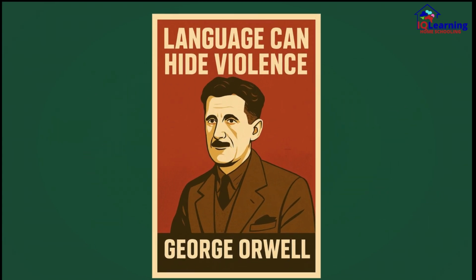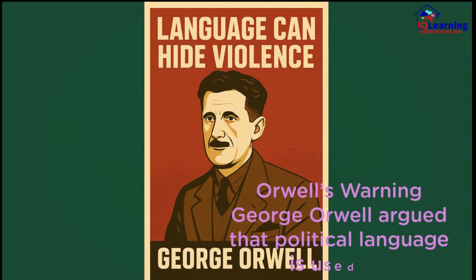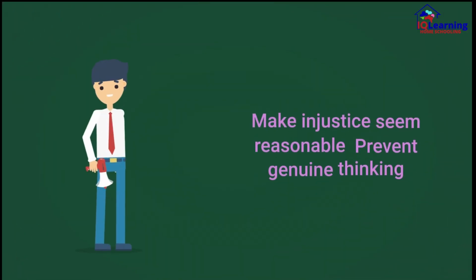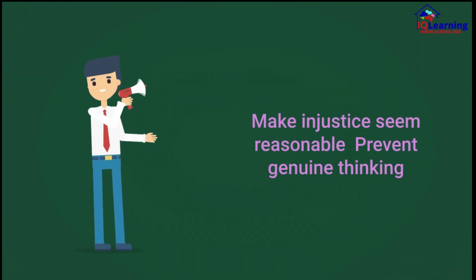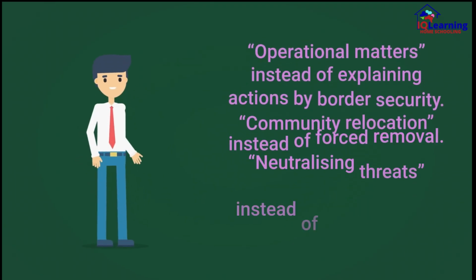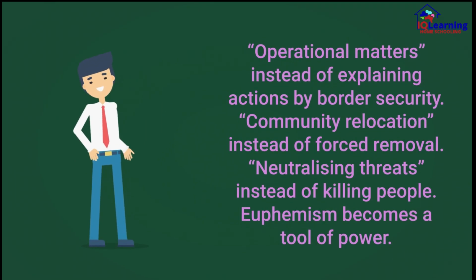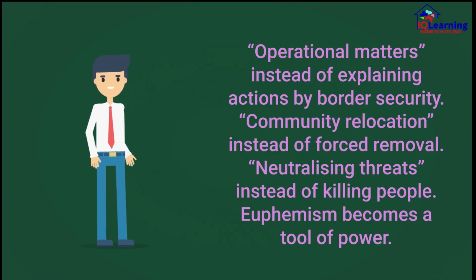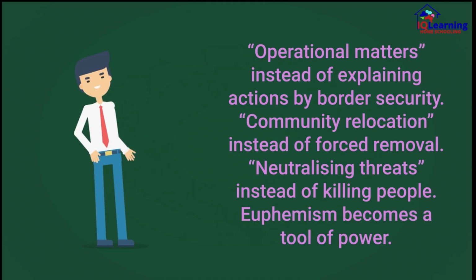Orwell's warning. George Orwell argued that political language is used to hide unpleasant truths, make injustice seem reasonable, and prevent genuine thinking. Example: operational matters instead of explaining actions by border security. Community relocation instead of forced removal. Neutralizing threats instead of killing people. Euphemism becomes a tool of power.